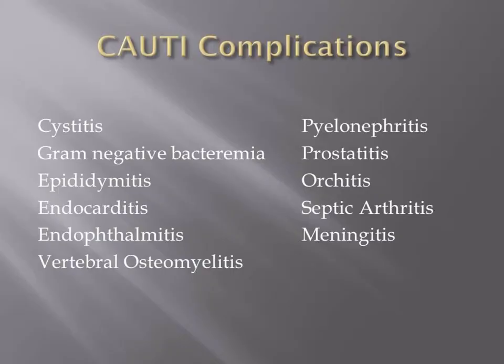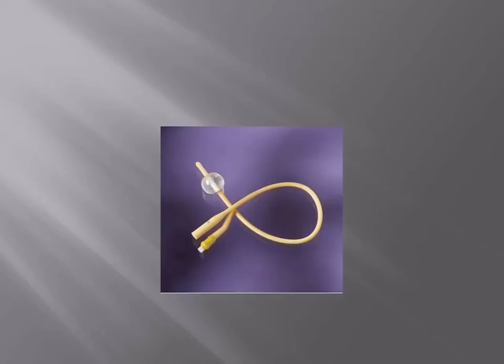Here are some basic complications of CAUTIs. They can cause gram-negative bacteremia, epididymitis, endocarditis, osteomyelitis, septic arthritis, to name a few. So as we can see, CAUTI complications can become very, very harmful. Here's a picture of a standard indwelling catheter.